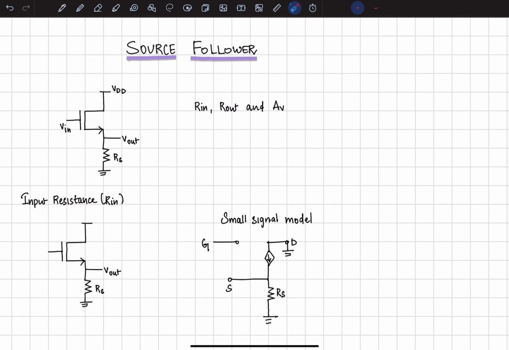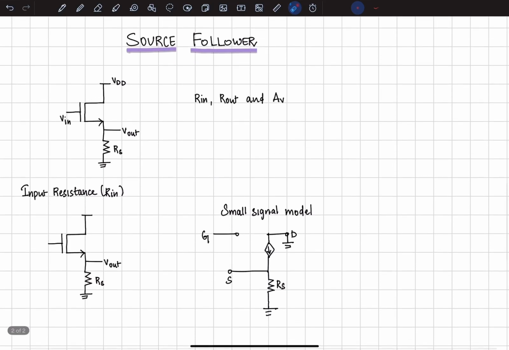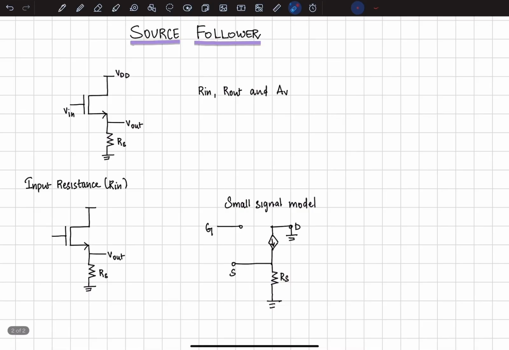We will derive the input resistance, output resistance and the gain of this amplifier. This is enough to understand the characteristics of this single stage amplifier. First, let's find the input resistance of this. So I have drawn the small signal model and we need to make small changes to this.